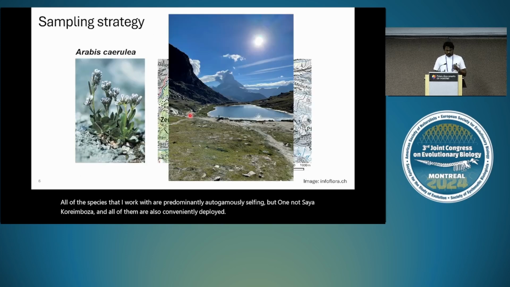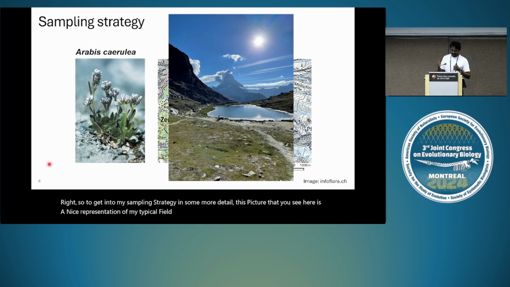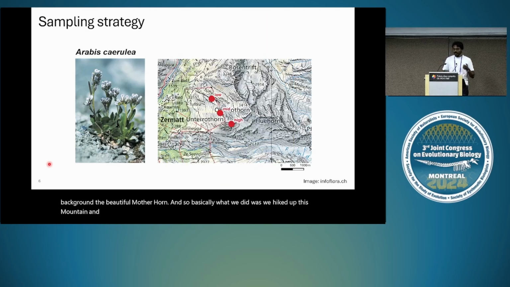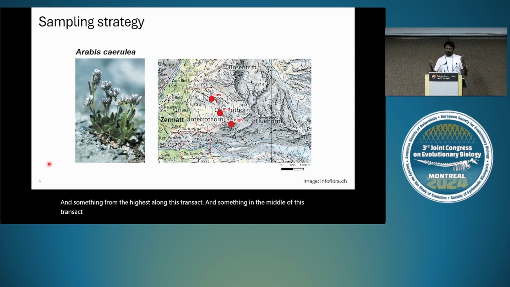Right. So to get into my sampling strategy in some more detail, this picture that you see here is a nice representation of my typical field site where I collected the plants, and you see in the background the beautiful Matterhorn. Basically, we hiked up this mountain and similar mountains, and we collected the lowest elevation population that we could find, and something from the highest along this transect, and something in the middle of this transect. So, to represent populations from the lowest species range margin in this mountain, and something from the highest point as well.